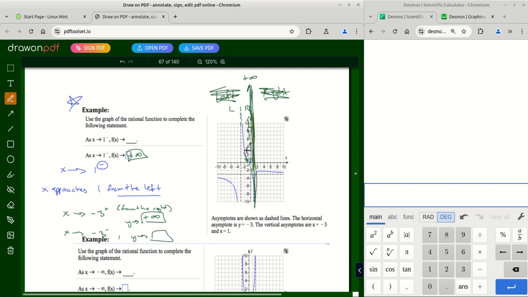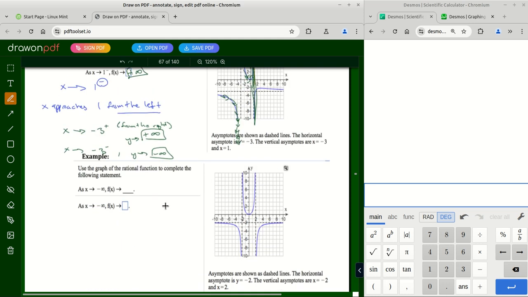Negative 3 from the left. Again, this is right or left. Left is this side. It's like we're looking over here. And I want to follow the graph. I follow the graph, and I'm going down this time. Negative infinity. Okay. So let me do this last one, and I'll give you a little bit of a hint here.